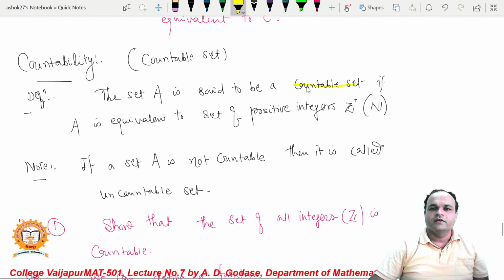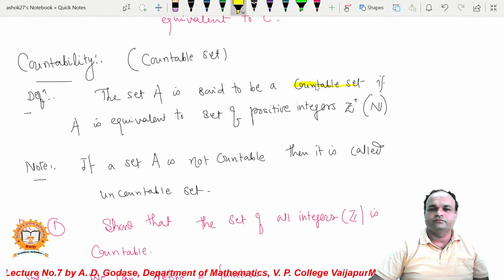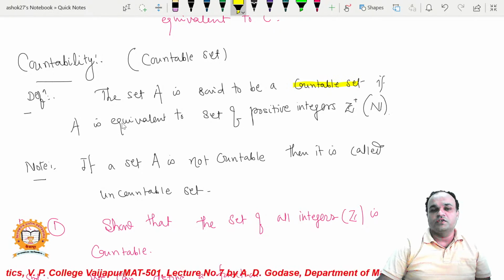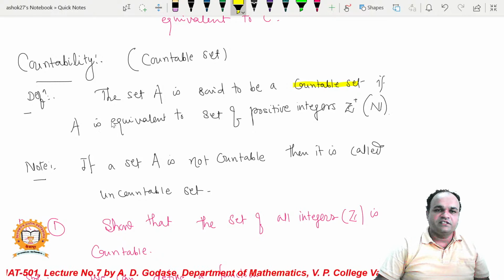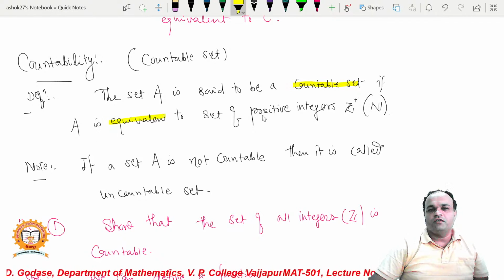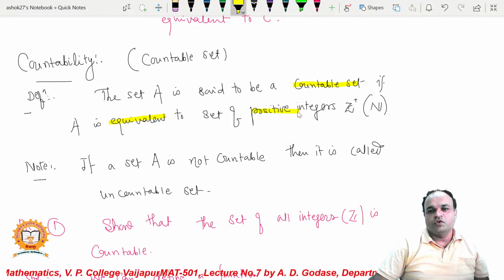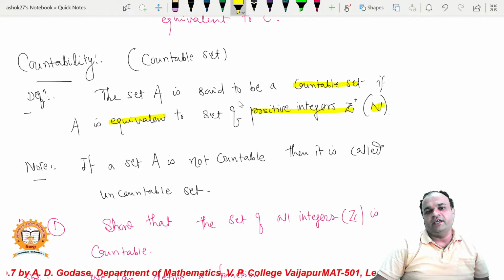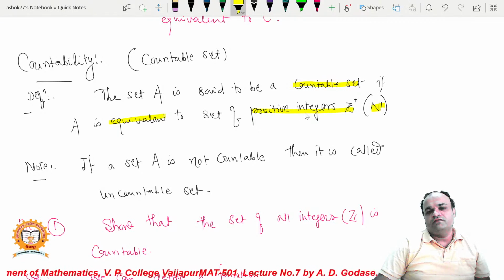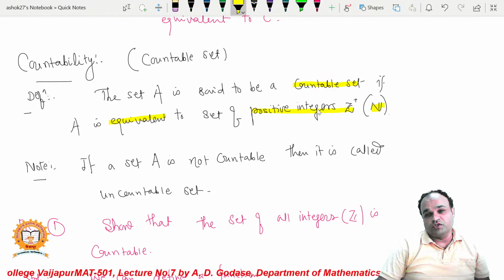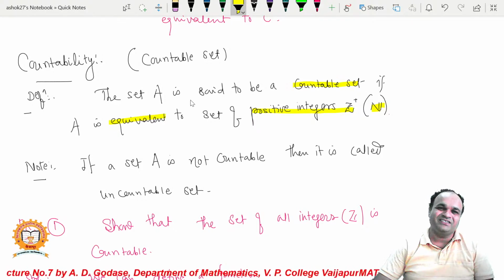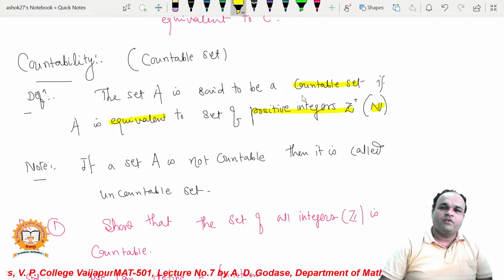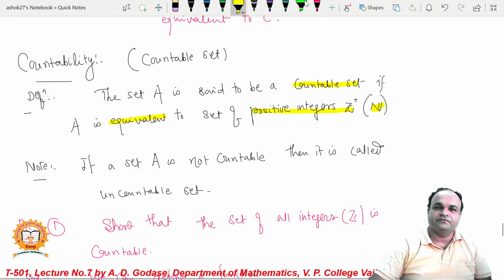When we say set A is countable, if A is equivalent to the set of all positive integers, meaning the set of natural numbers, then we say that set A is a countable set. So this is the definition of a countable set. What is the meaning of a countable set? Let us see.